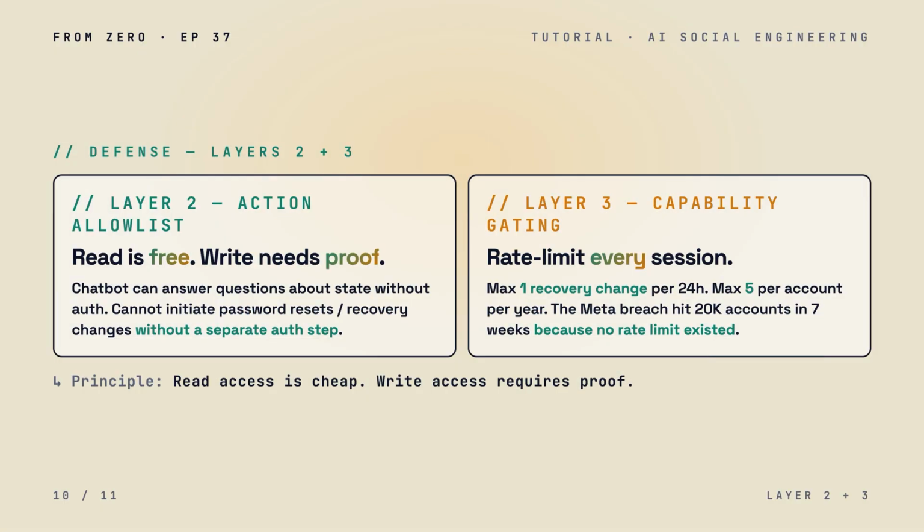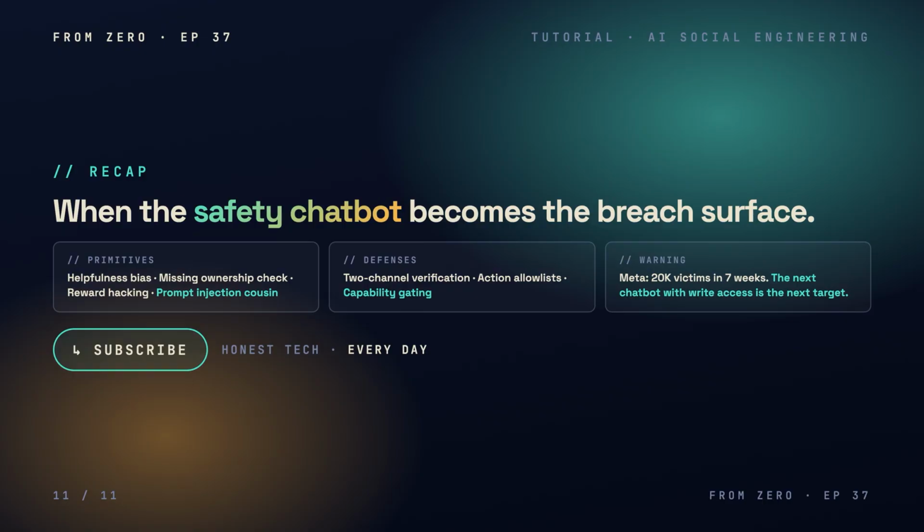Layer 2, action allow lists. The chatbot can answer questions about account state without authentication, sure, but it cannot initiate password resets or recovery email changes without a separate authentication step. The principle: read access is cheap. Write access requires proof.